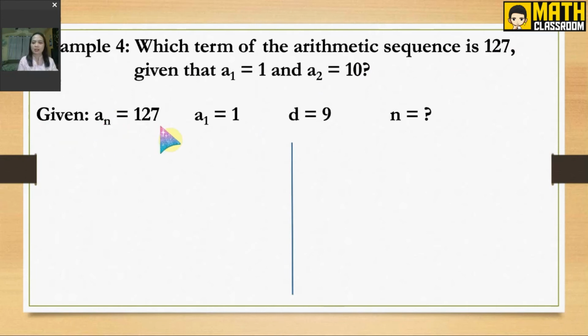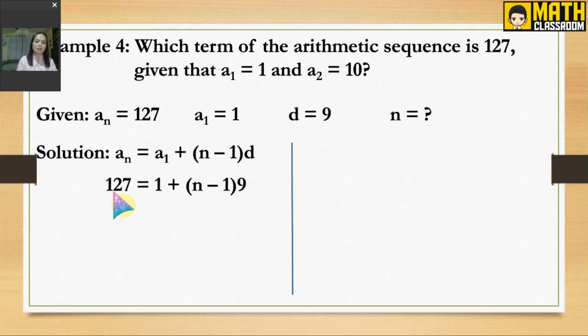Our a sub n is 127, that is the last term. And then we're going to have the first term is 1. The common difference, how did we find common difference? 9 here. So since you are given the two consecutive terms, the first term and the second term, we can subtract these two. So 10 minus 1 is 9. And we're going to find n. Pareho lang with example number 3. Okay, so use the formula. A sub n is equal to a sub 1 plus the quantity of n minus 1 times d.